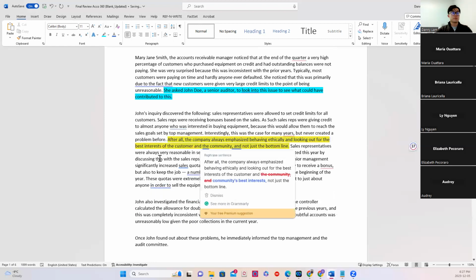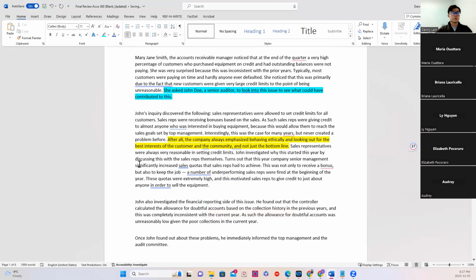I think I have one. So they say that the account receivable manager received a notice at the end of the quarter saying that there was a very high percentage of customers who purchased equipment on credit. So I guess they have a system in place to flag unusual sales volume.